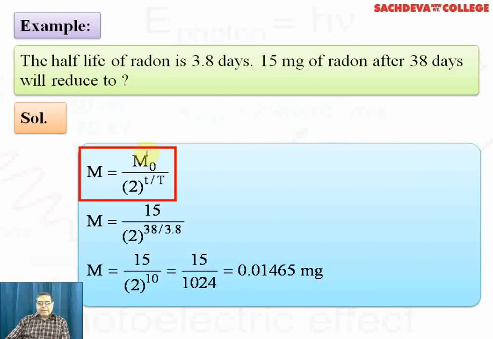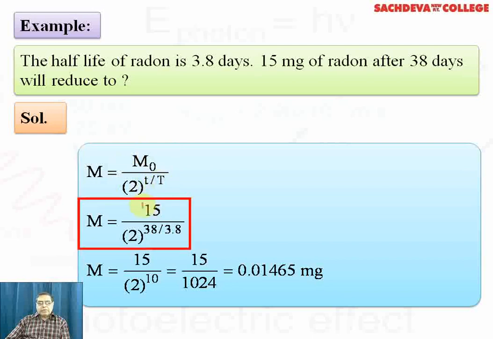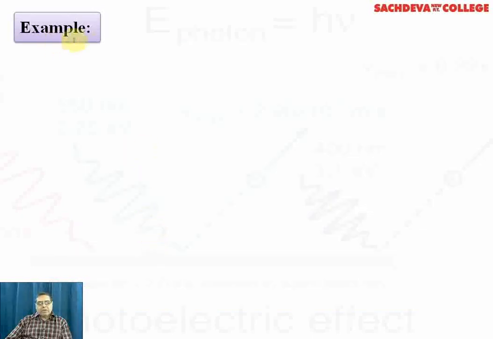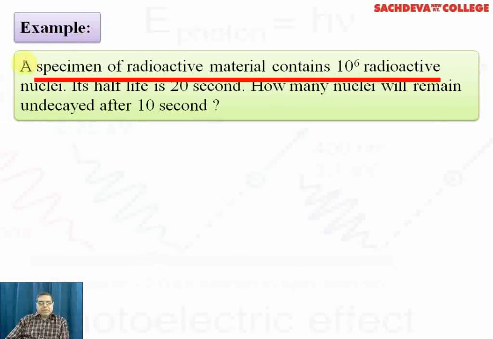So it is now m is equal to m naught 2 to the power minus t over T. Then we compute the values as given in the question, and after computing the values, the mass is reduced from 15 mg to 0.01465 mg.